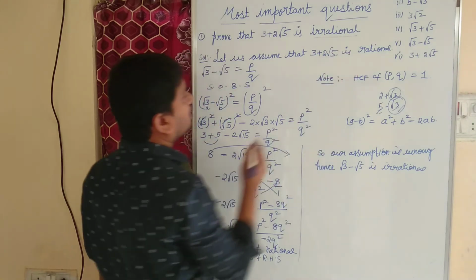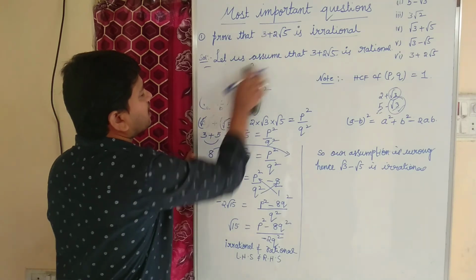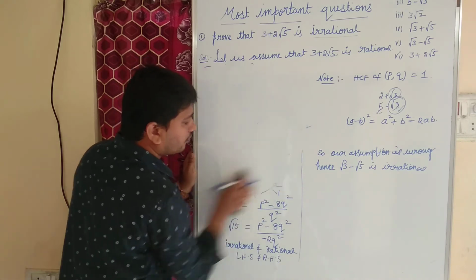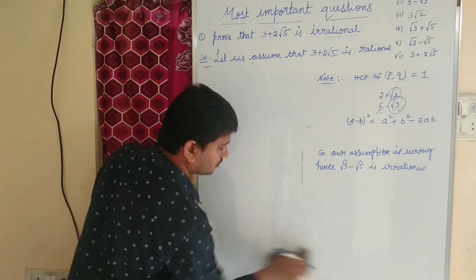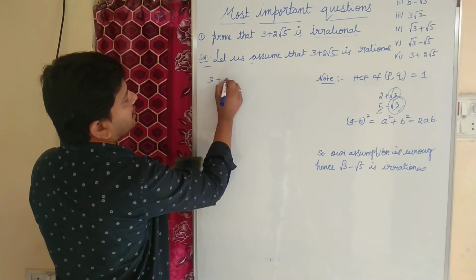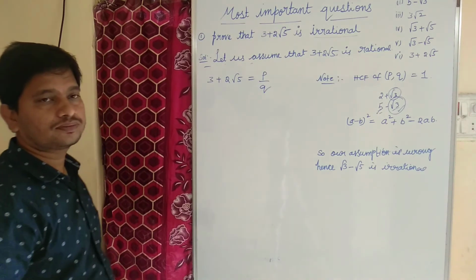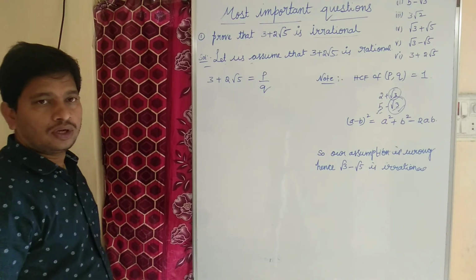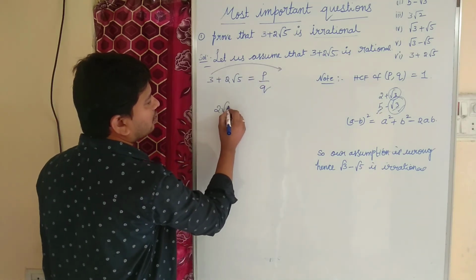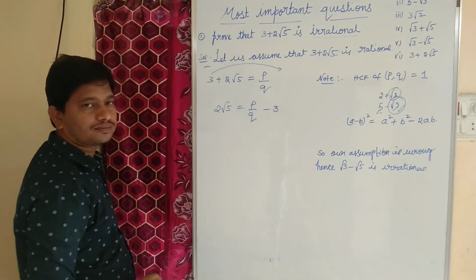In a similar manner, let us assume that 3 plus 2 root 5 is rational. Rational in the sense it should be in the form of p by q. I mean 3 plus 2 root 5 equal to p by q. Okay, children. Now what to do? Plus 3 you transpose towards the right hand side. 2 root 5 equal to p by q minus 3.